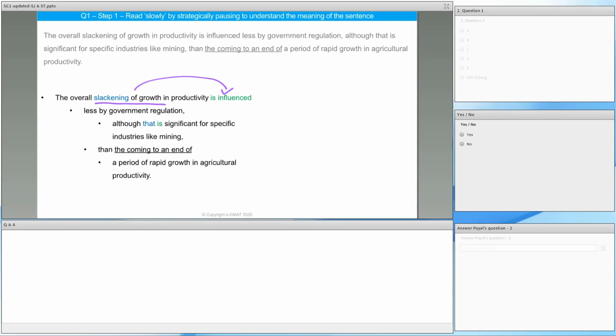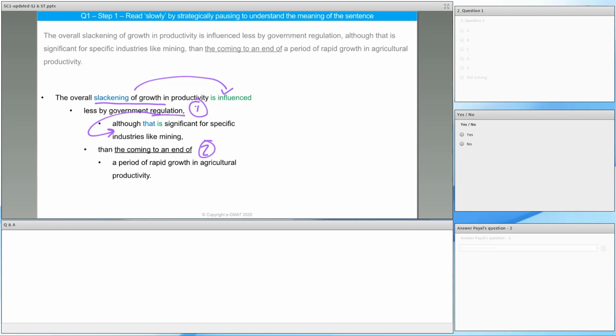Less by government regulation. So I know this is my first reason, although that is significant for industries like mining. So I know that this regulation is significant for industries like mining. Then the coming to an end of, so now I know that this slackening is influenced by government regulation, but that is less than the coming to an end of. So now I have my second reasoning for this slackening, a period of rapid growth in agriculture productivity.